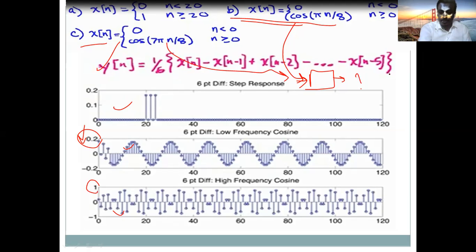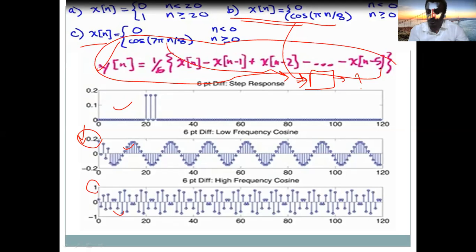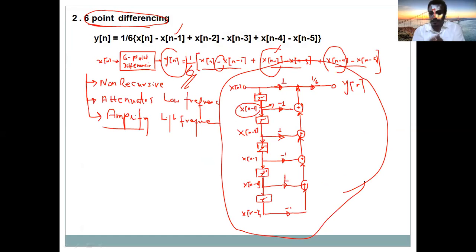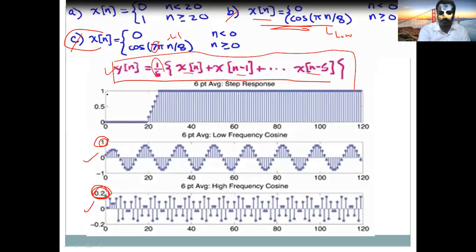What is the system? The system is represented by this difference equation. So you can see how important the difference equation is. It is used for design purposes. You see here, we are designing this system using components: adder, multiplier, memory elements, and so on. Whatever input you apply here, it generates an output, right? It's non-recursive and it attenuates low frequencies, but it amplifies high frequencies. But with the first one, low frequencies are amplified, but high frequencies are attenuated. Okay.